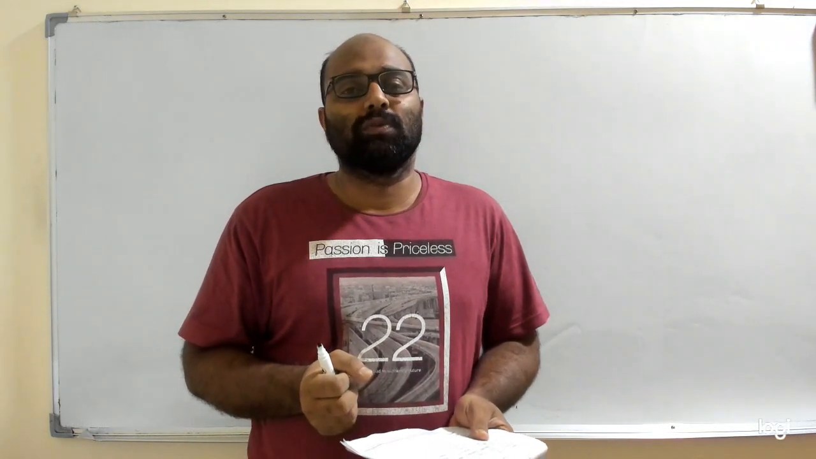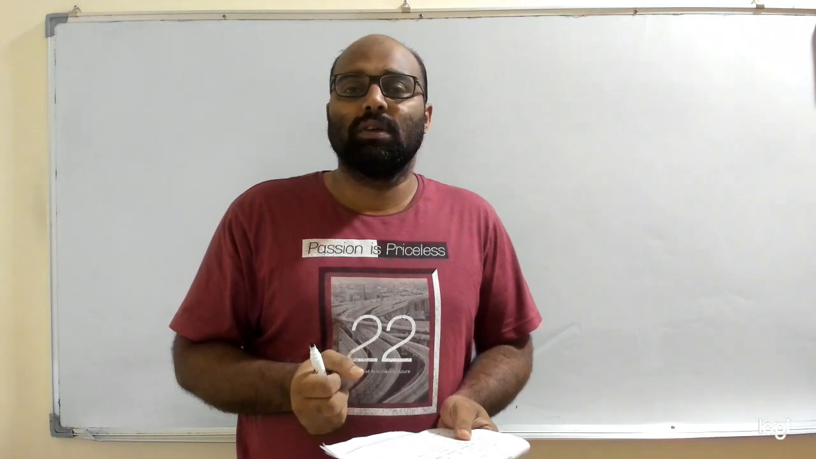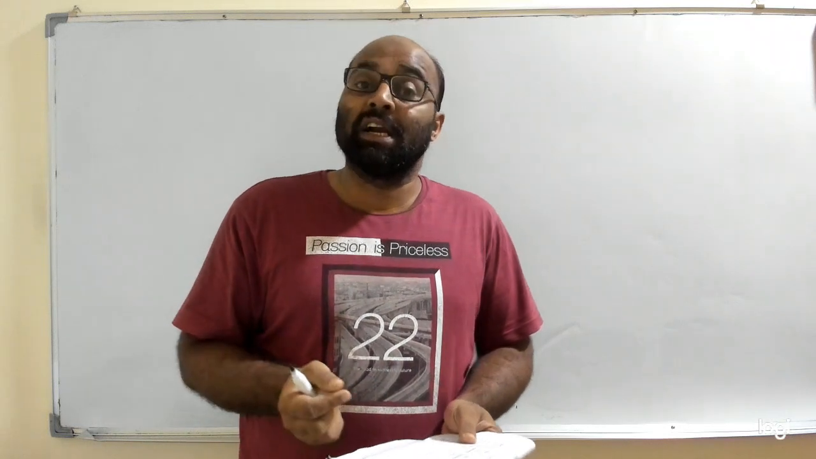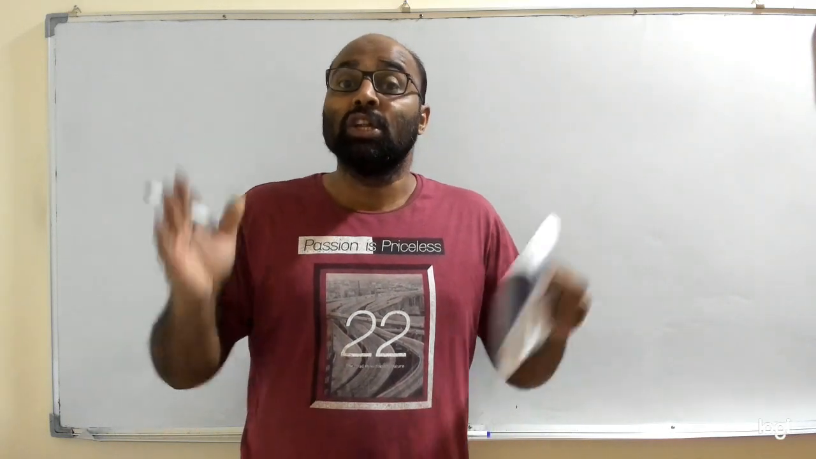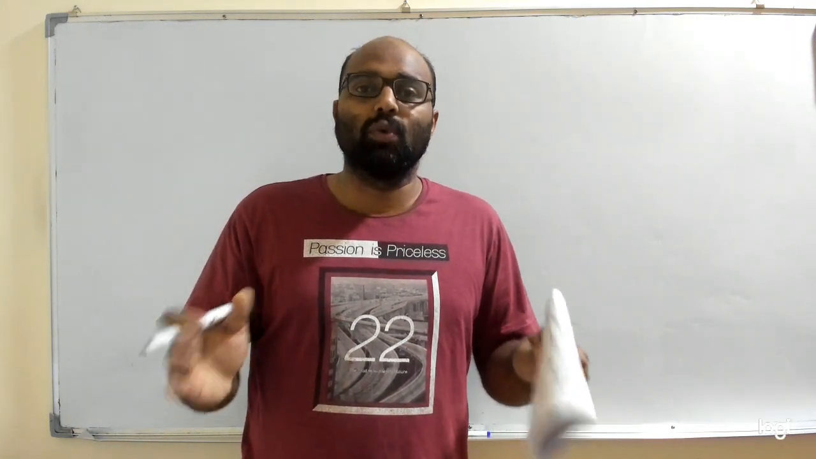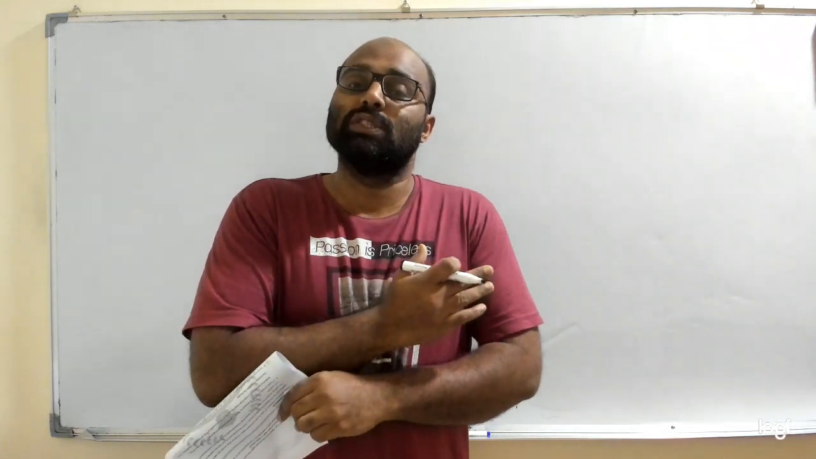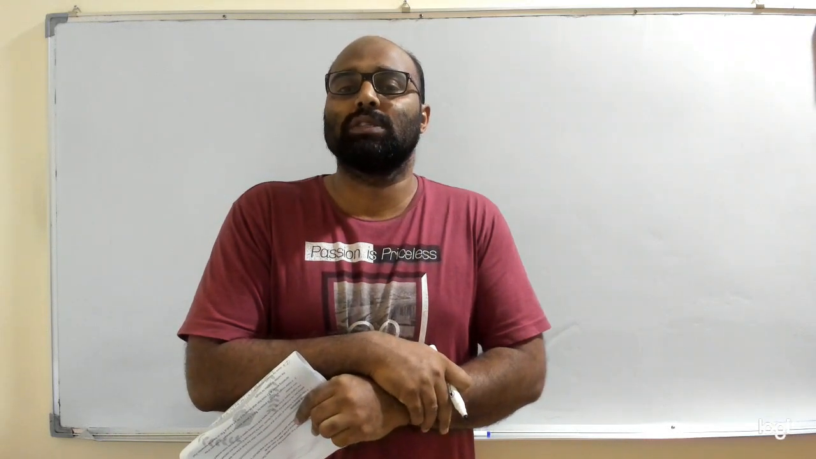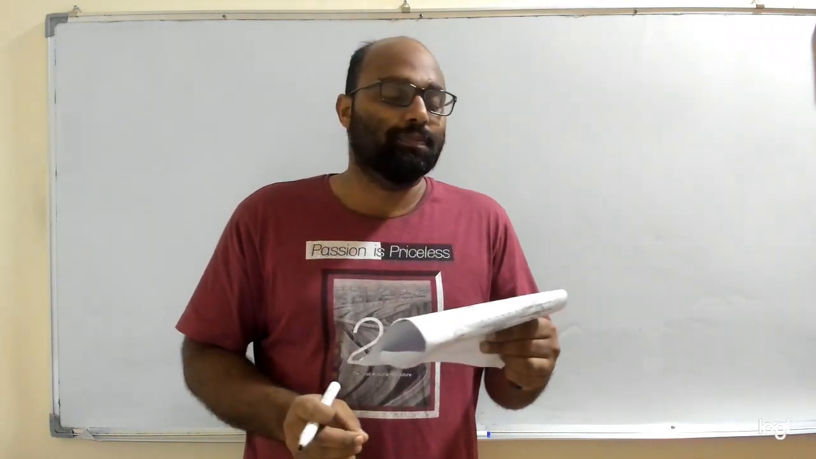Quadratic formula: minus b plus or minus root of b square minus 4ac, all divided by 2a, in which b square minus 4ac we are calling discriminant. If the roots are real and equal, the discriminant will be 0. That means b square minus 4ac equal to 0. So the first question you can note.